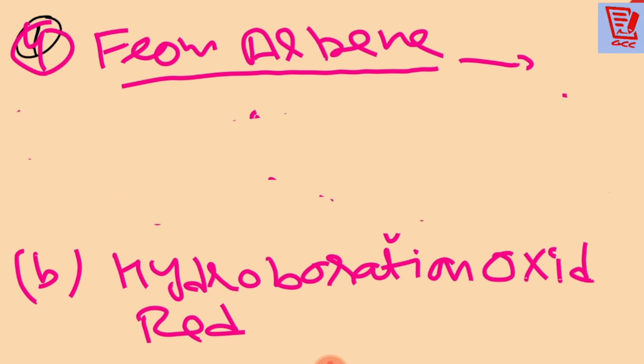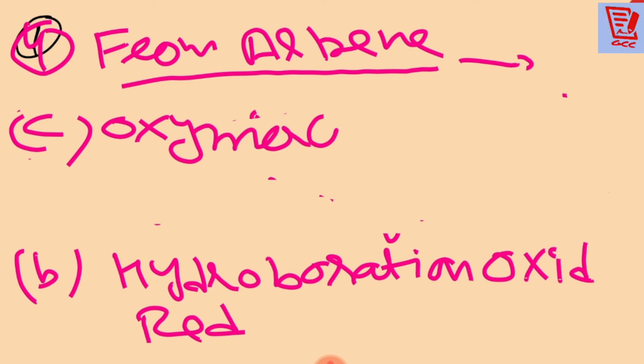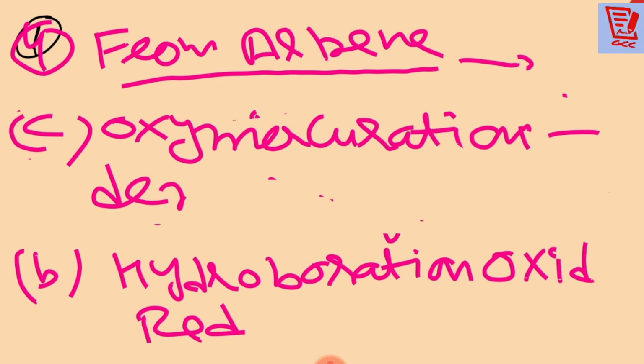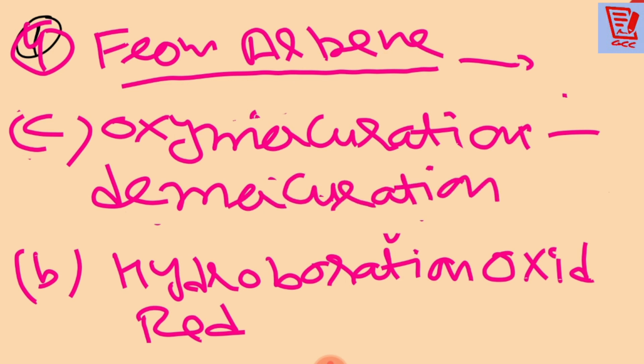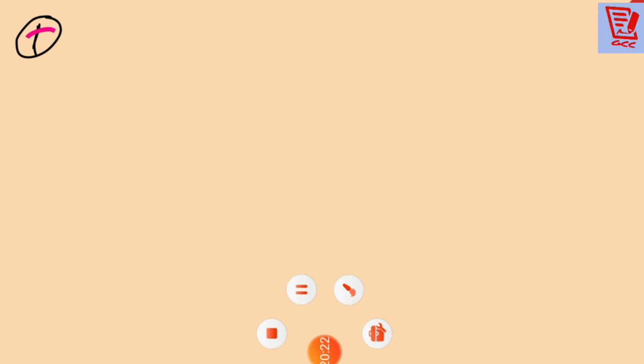Its C part is here, that is oxymercuration, then demercuration reaction. Okay, oxymercuration or demercuration reaction. So these three reactions are there in the alkene that we have to do one by one. Okay students, so we are going to start with part A.